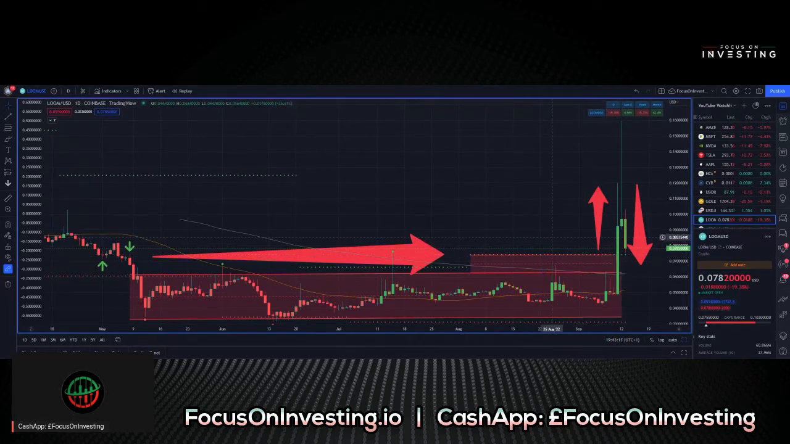And remember that support and resistance are not exact prices. They are zonal areas, right? So always remember that whenever you're using areas of support and resistance for your trading. But we can see here that price came all the way down to our predicted area as well. So once again, Focus on Investing is correct with its price prediction as to exactly where price is going to move to.